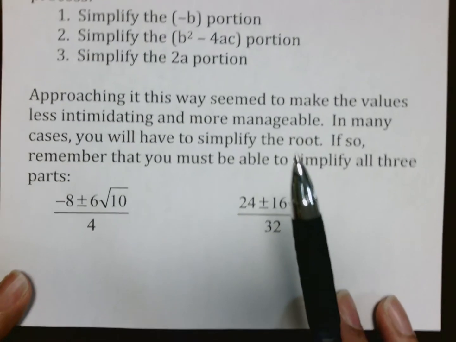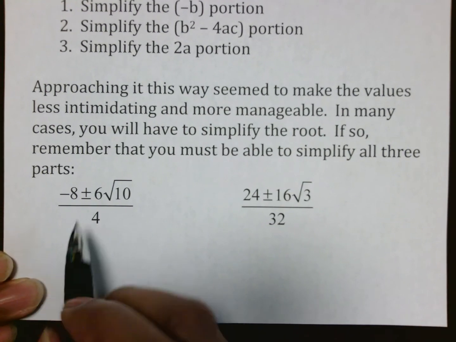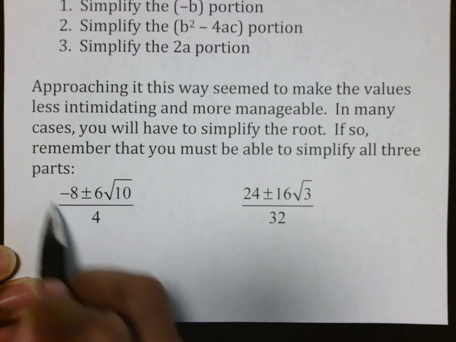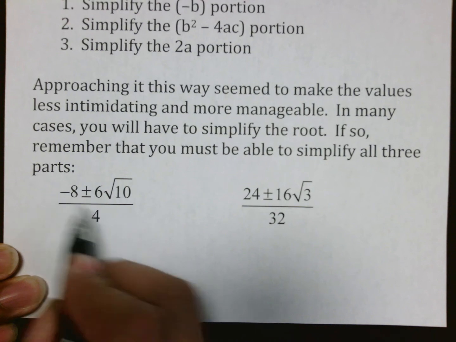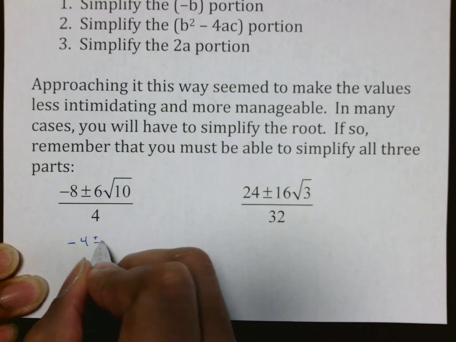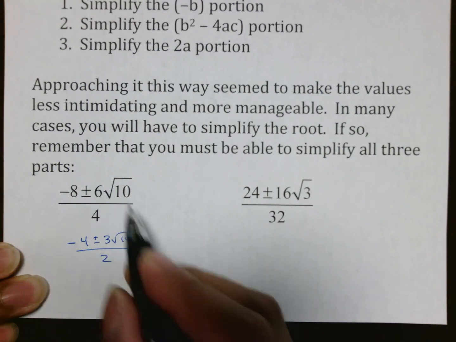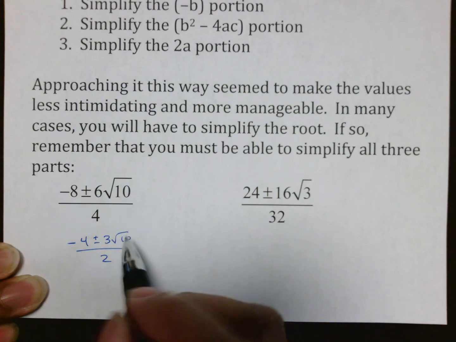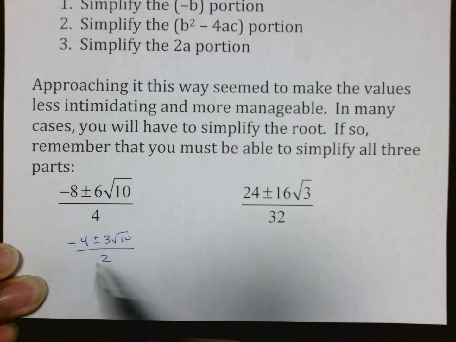Approaching it that way seemed to make the values less intimidating and more manageable, and in many cases you have to simplify the root. So if so, remember that you must be able to simplify all 3 parts whenever that happens. So in this problem here, if I was to simplify the root to be 6 root 10, notice that 8, 6, and 4, because there are 3 parts here, can all be divided by 2, which means that this needs to be simplified to be negative 4 plus or minus 3 root 10 all over 2. You cannot touch the inside number because there is no inside number to deal with that, but again, your outside numbers 8, 6, and 4 can all be reduced by cutting them in half.